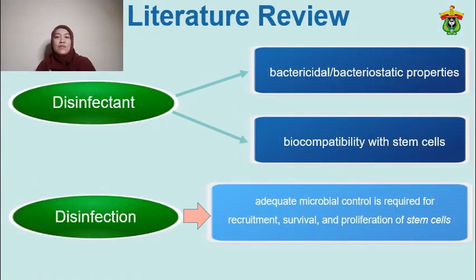The choice of irrigation material for pulp tissue regeneration is not only based on its bactericidal or bacteriostatic properties, but also its biocompatibility with stem cells and its ability to increase stem cell viability and proliferation. Disinfection is part of microbial control or microbial reduction, one of the major challenges in regenerative endodontic procedure, where adequate microbial control is required for recruitment, survival, and proliferation of stem cells.